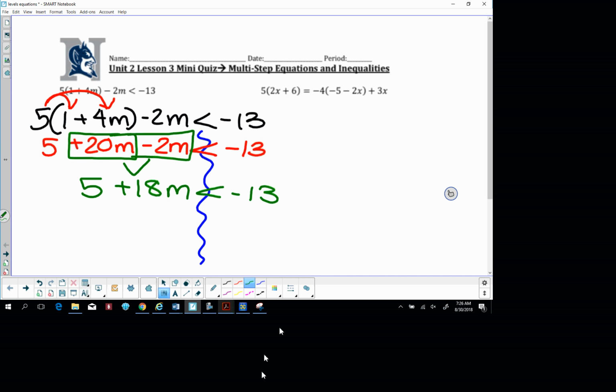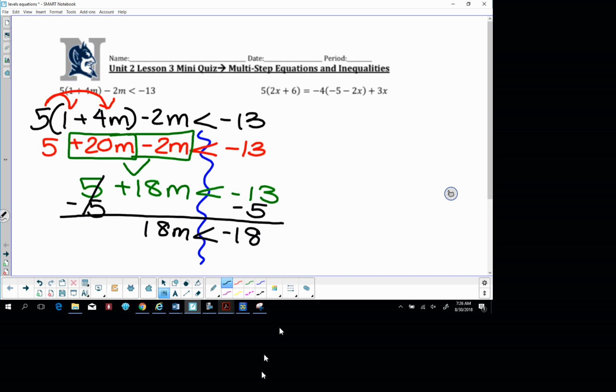Cool. Now it looks like a 2-step equation, right? So I want m's already on this side. I want to get this constant to join this annoying friend on the other side of the river. So how do I get 5 on the other side of the river? Subtract, right? So if I added, that wouldn't get rid of this 5. That would just make 10. And so this crosses out, and I get positive 18m is less than, what do I get over there? Negative 18.